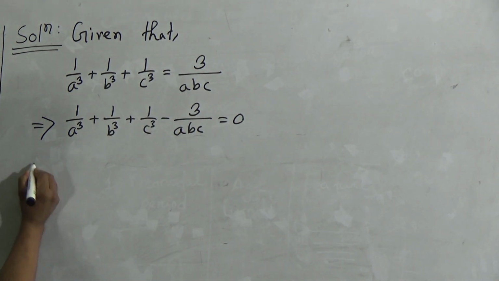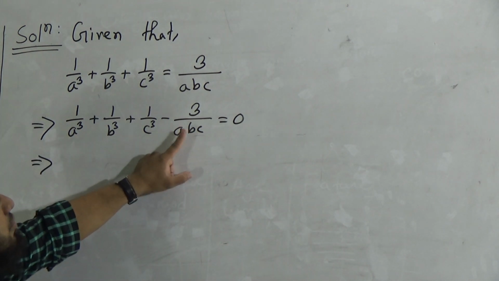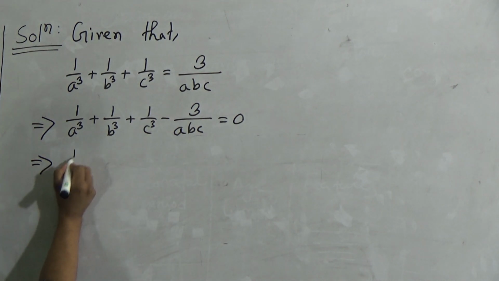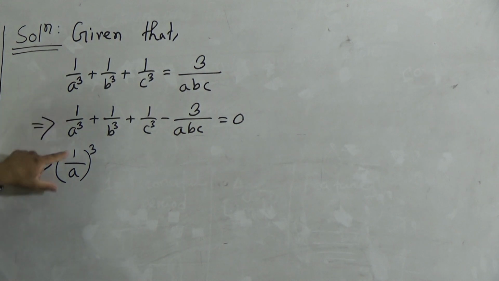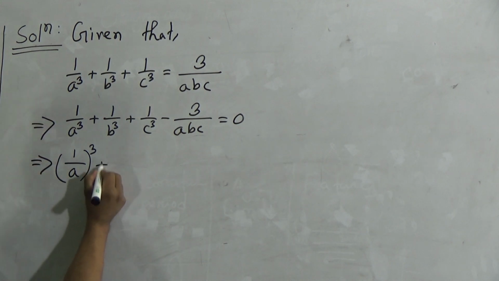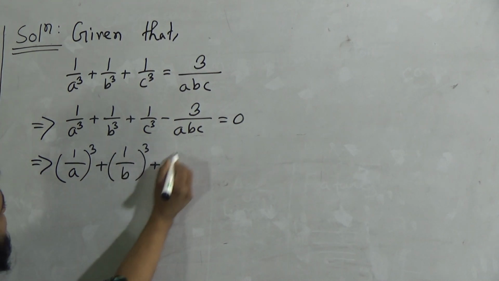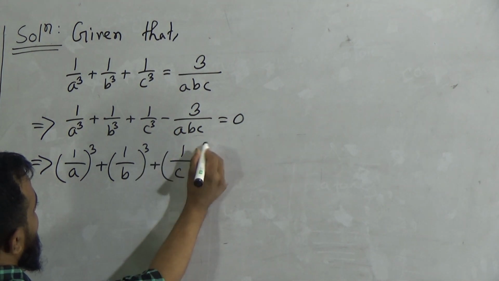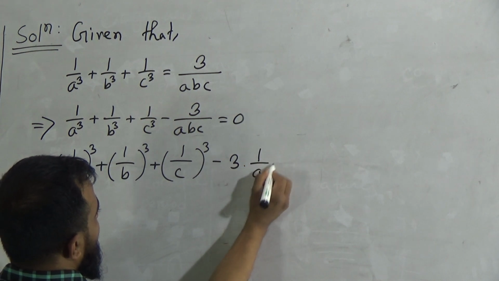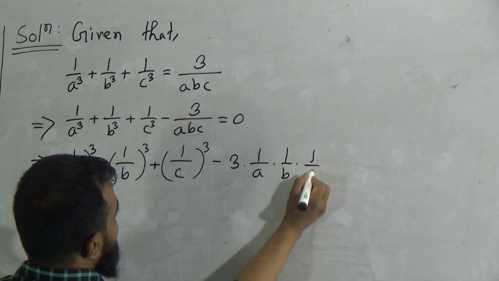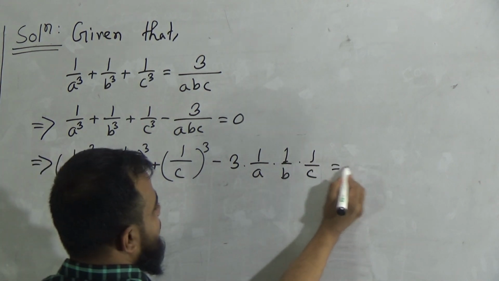Okay, now we will form the formula of a cube plus b cube plus c cube minus thrice abc. Okay, it's 1 divided by a whole cube. This means 1 by a cube. 1 by a cube means 1 divided by a whole cube, plus as like this one we can write down 1 by b whole cube plus 1 by c whole cube, that's equal to 1 by c cube. Okay, minus 3 into 1 by a into 1 by b into 1 by c. Okay, this one equal to 3 divided by abc, that's equal to 0.